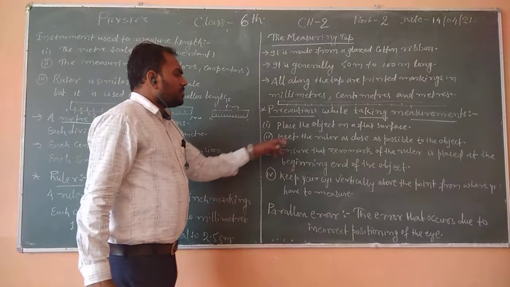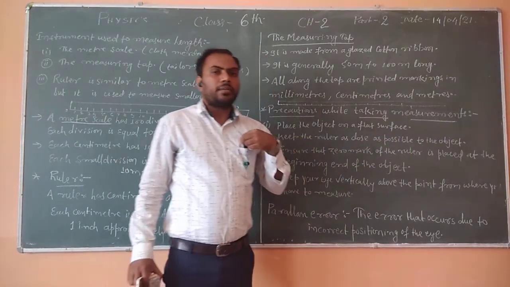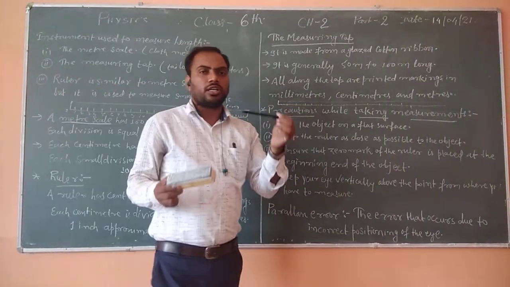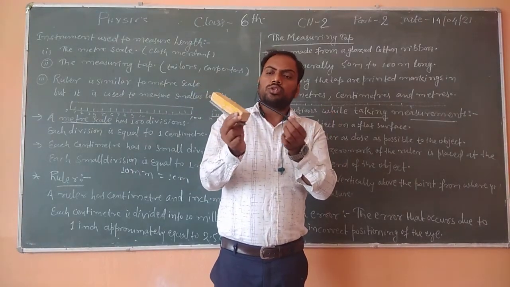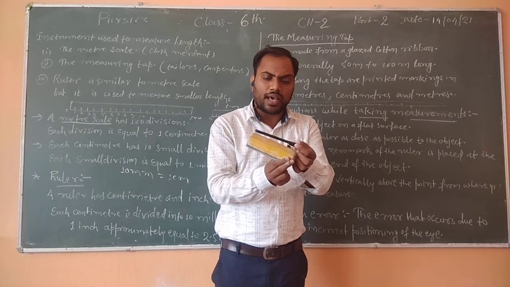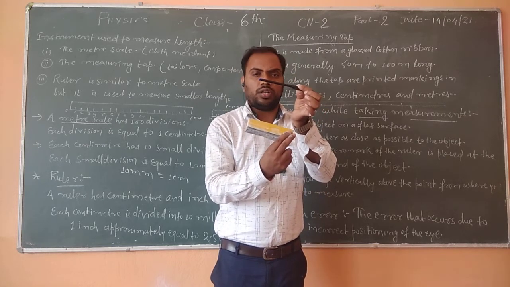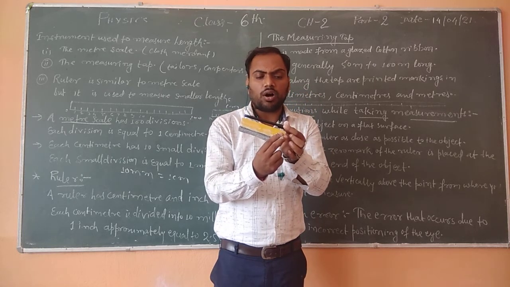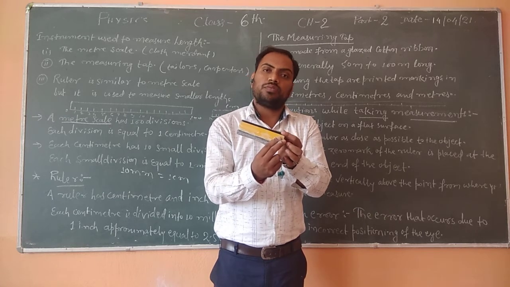Keep the ruler as close as possible to the object. This is my ruler. Let's assume that this pen is a ruler, and I have to measure this duster's length. So we make this as close as possible. We cannot see like that. You have to bring the object and the measuring instrument as close as possible.